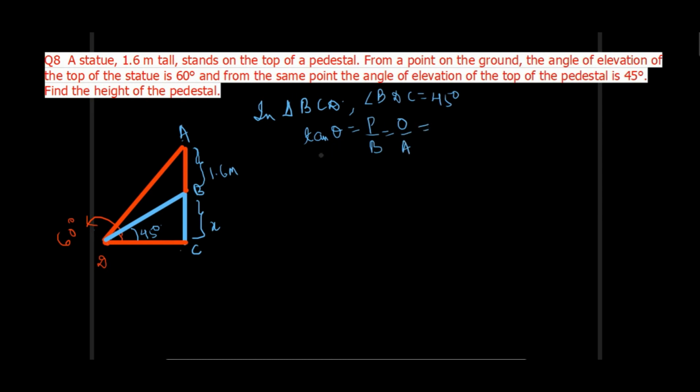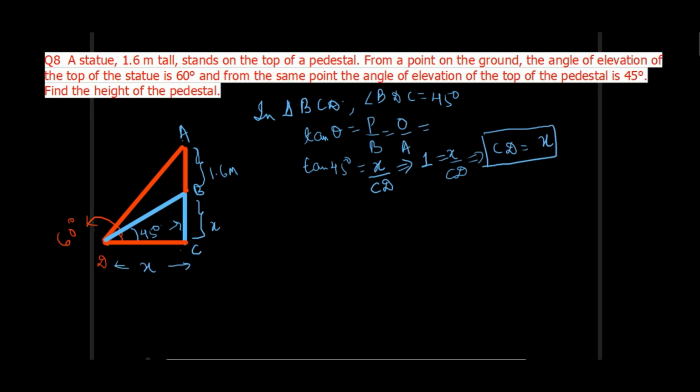So here tan 45 degrees, and side opposite is BC. Let me write X for side BC, and CD we don't know, so I'll write just CD. Now this equation, tan 45 degrees gives me 1 equals X upon CD. So this gives me CD is equal to X, right? So this CD is also X. Till here it is done.